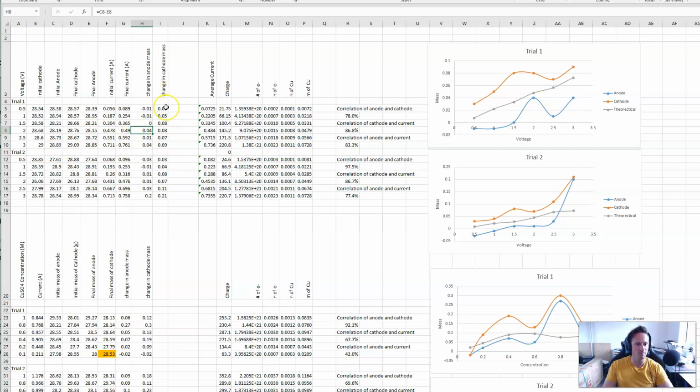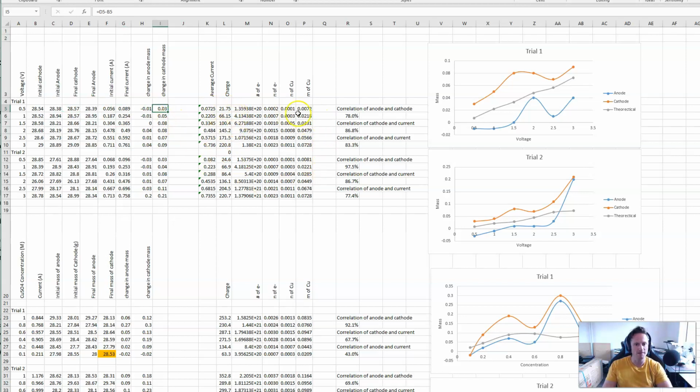The change in cathode mass is the opposite. Sorry, my bad. The cathode is adding mass onto it, so we would expect that to be positive anyway, so the mass has gone up. So you can see if you look at your final cathode and your initial cathode, 28.54 to 28.57 is an increase of 0.03, so that is accurately reflected here, okay?